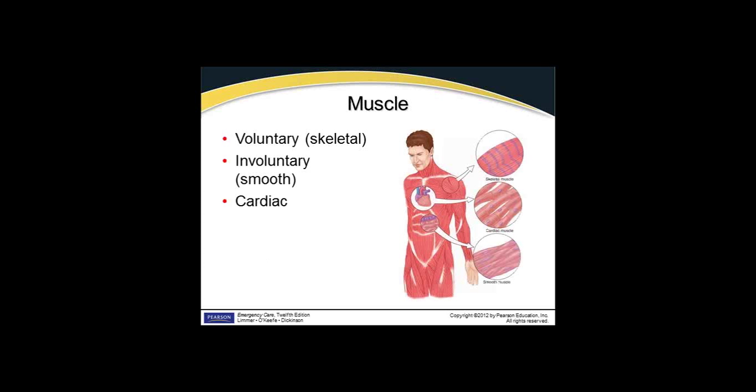Muscle. We have three types of muscle. And those muscles protect the body. They give it shape. They allow for some movement. Voluntary muscle is also called skeletal muscle. These are things that we control via the brain consciously. So if you decide you're going to get up and walk across the room, the majority of that was done by voluntary or skeletal muscle.